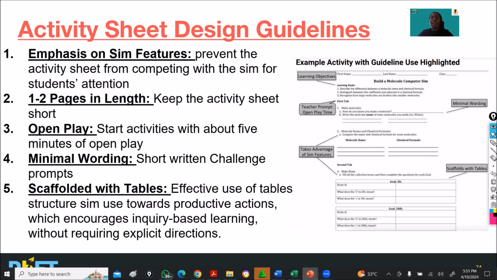I see a question: can it be used offline? Xiaomi, you are messaging me directly. Try to change your button to everyone in the meeting. Okay? So, yes, it can be downloaded and used offline.